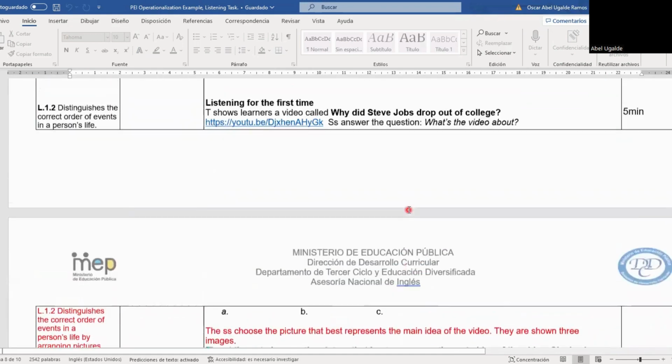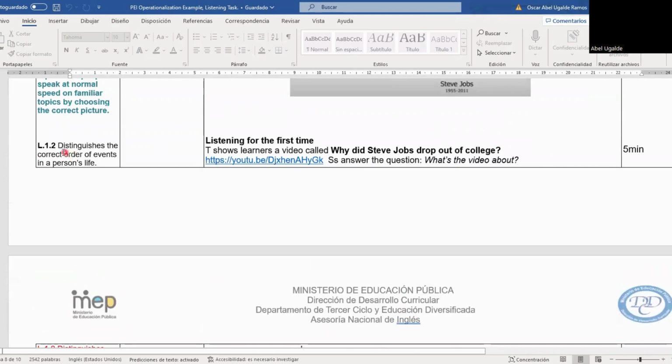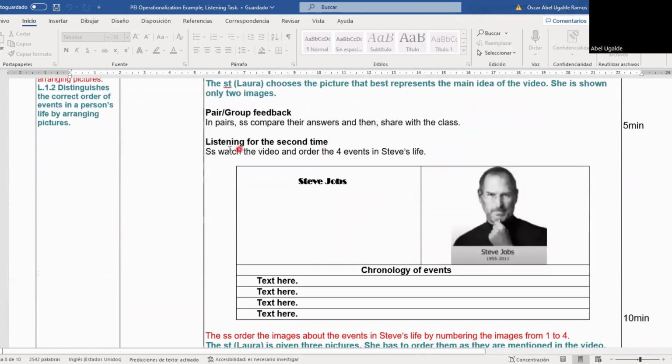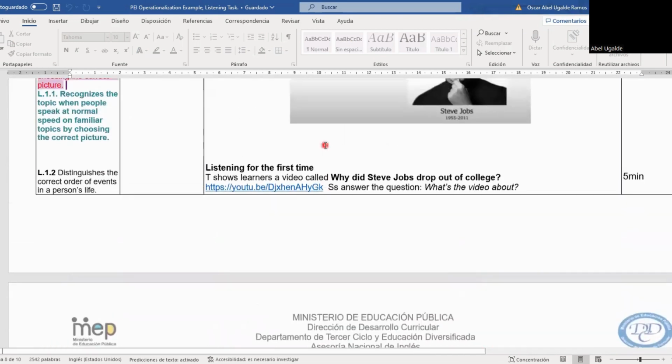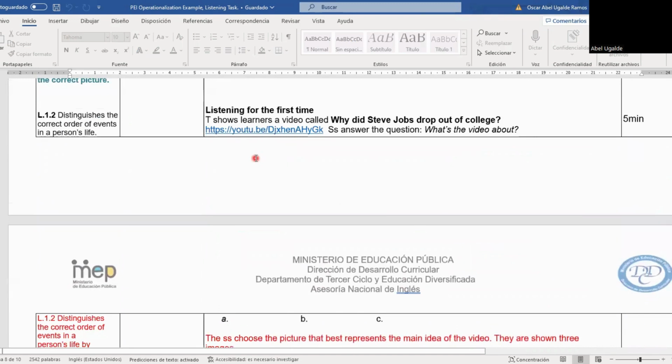We have a second example on another change. This L1.2 comes from the second part of the task, which is listening for the second time. Remember, listening for the second time is always listening for more specific information. How specific? The teacher decides. You decide how specific you want to go, always considering the level of your students.